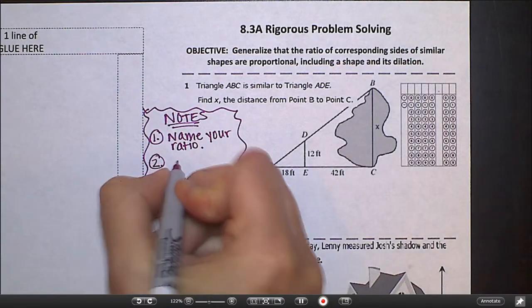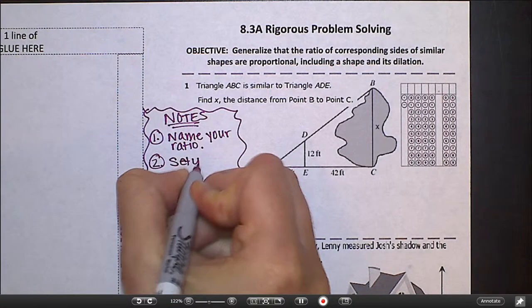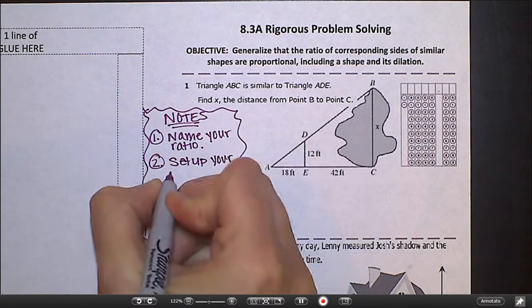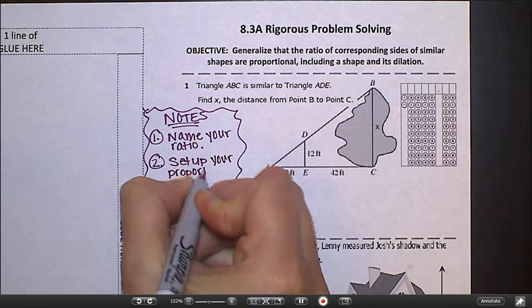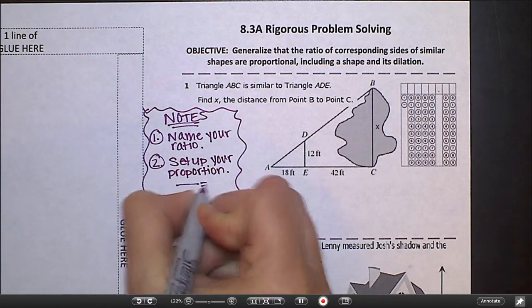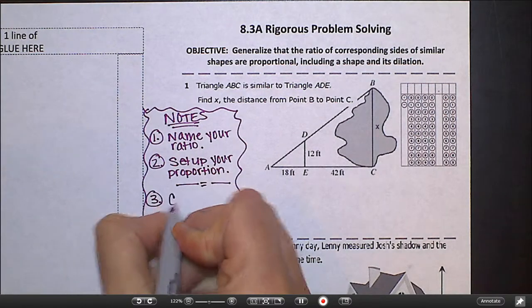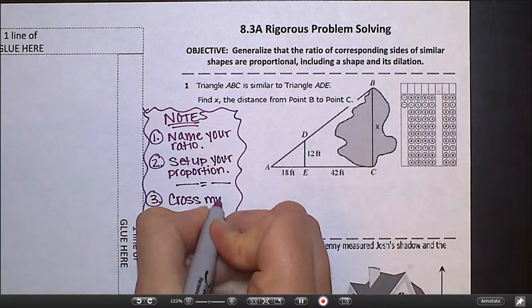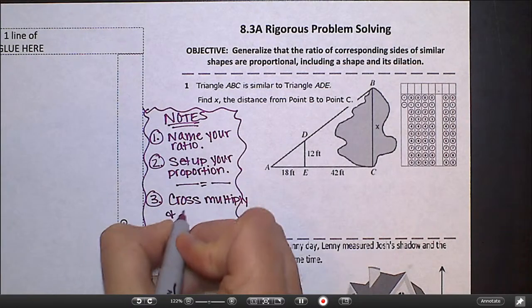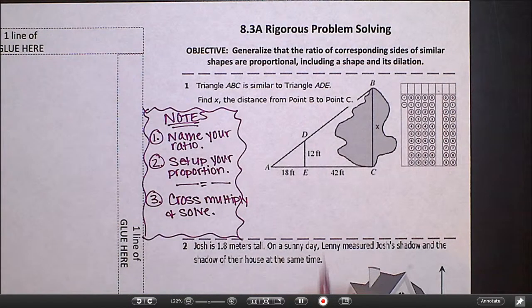Step two is to set up your proportion. Okay, and that's always with line equals line. And then step three is to cross multiply and solve. So those are our notes for today. This is a review, but now we're actually applying these similar shapes and the proportional sides to pictures and word problems and things like that.